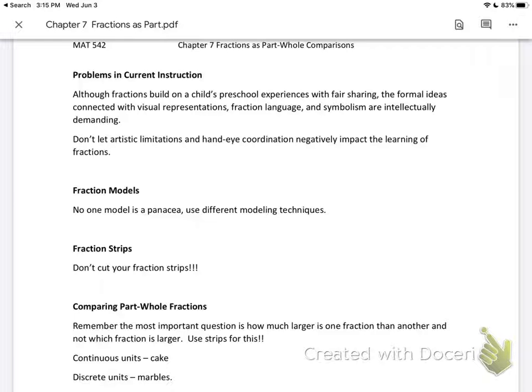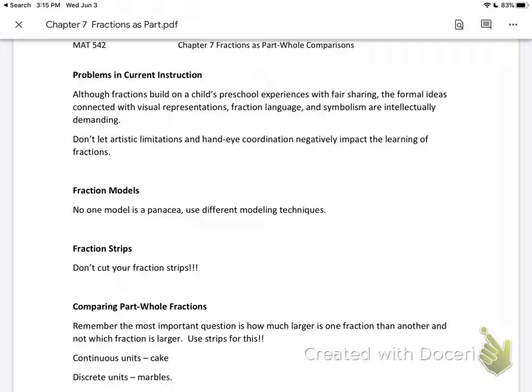Going on to the next page. Problems in current instruction, although fractions build on a child's preschool experience with fair sharing. A lot of times, if you are asking your younger students to draw fractions and shade in different things, if you don't give them a template that already has the circles or squares or rectangles you're using drawn in, you may limit your children because they have limited hand-eye coordination at that point, and they're not necessarily all little artists. So anyway, bear that in mind. Give them the tools that they need to be successful.